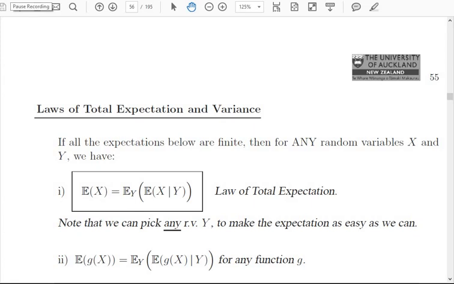Okay, I would like to say something about the laws of total expectation and variance. Now, these are in the textbook notes, the 325 book Stochastic Processes PDF. I want to give a separate explanation.